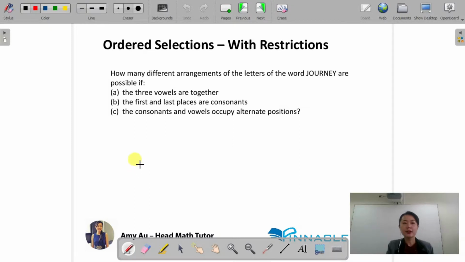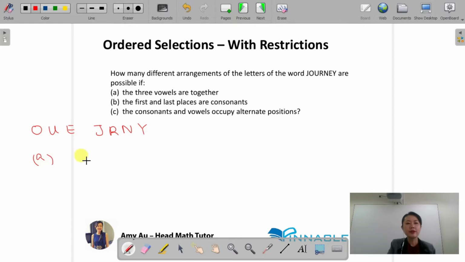So let's take a look at another one with restrictions. So how many possible arrangements of the word journey are possible if? Okay, so let's separate our vowels from consonants. So our vowels are O, U, and E, and consonants are J, R, N, Y.